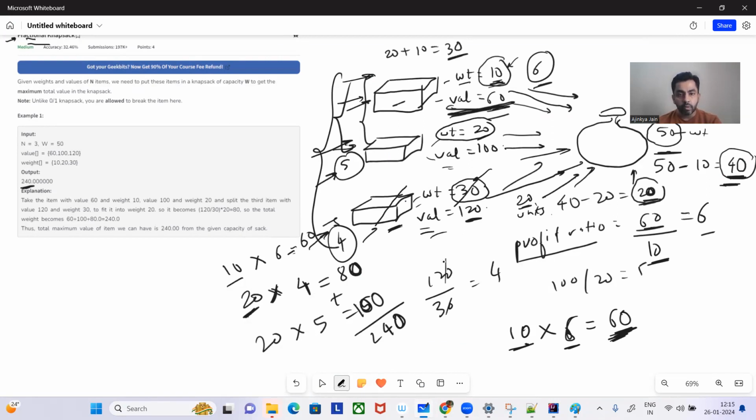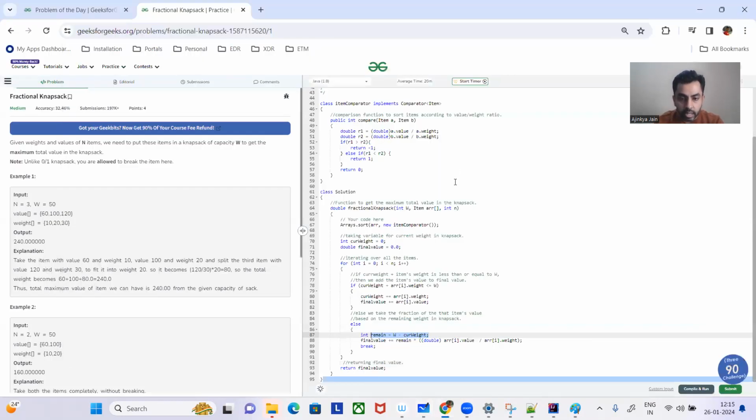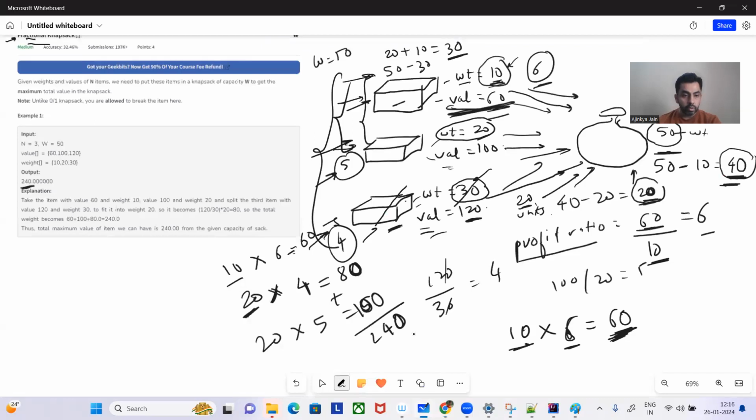And what was the capacity of the knapsack? Which is 50. So now 50 minus 30 we are doing. So this is the remaining capacity, W minus current weight. And then what we are doing is remaining, for example 20, times the profit ratio, value divided by weight.